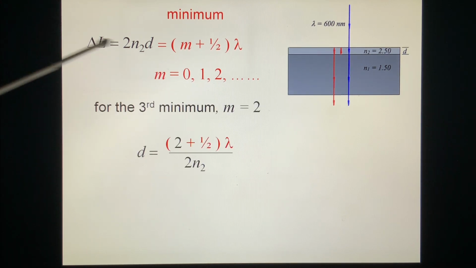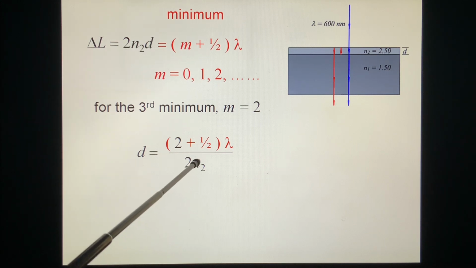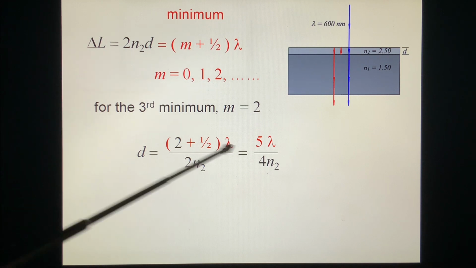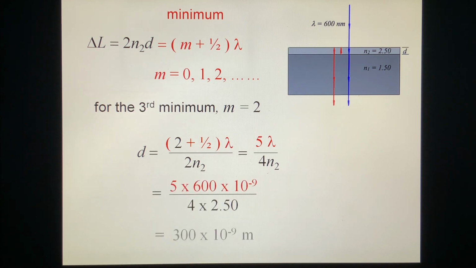We put it in and we find d, the thickness. It's a very simple one. And this is 5 lambda over 4, let's say. We put the numbers on the main side, we get d. That's the minimum.